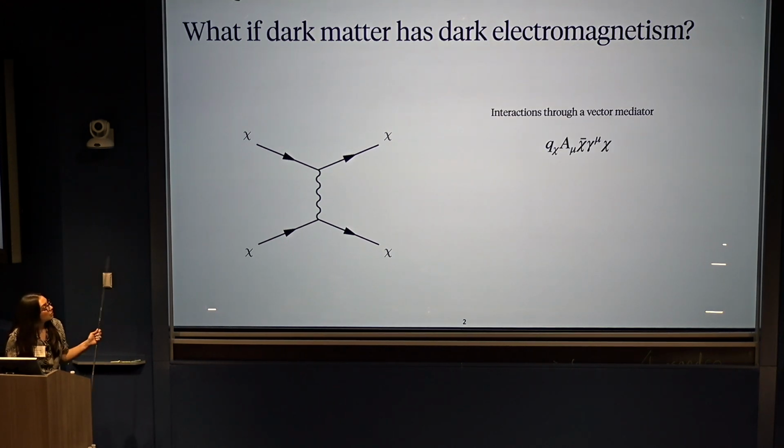And so this interaction is mediated through a vector mediator. And I'll just consider, for the majority of this talk, just the case where you have an unbroken U1, so you have just charge and mass. And these are sort of the parameters that we're looking to think about.